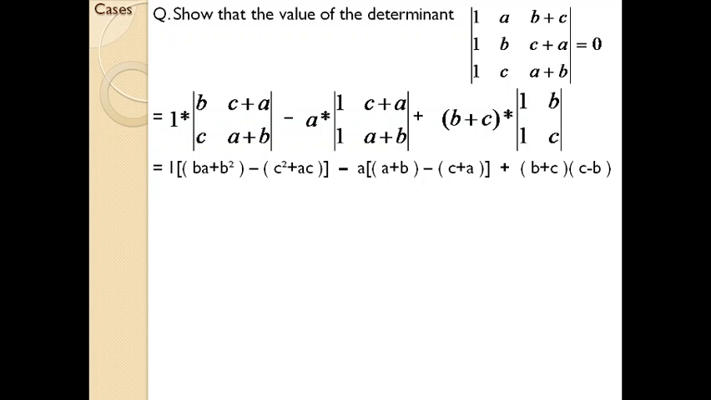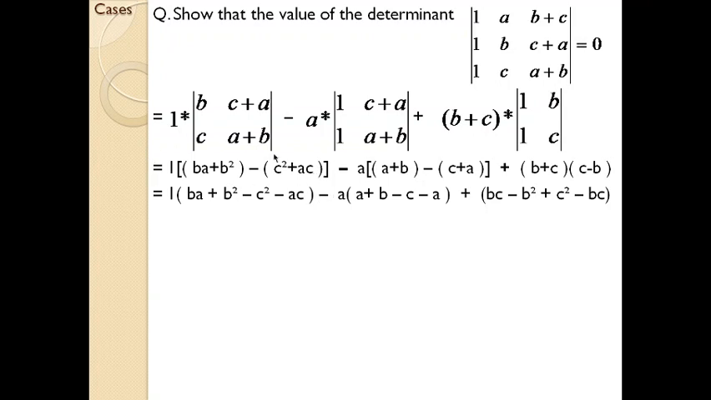The computation and procedures all are simple and similar. The thing is that you have to be very cautious while dealing with variables as well as signs. So once you have opened all these determinants, you need to solve the first one: 1 into (ba + b square - c square - (a + c)).